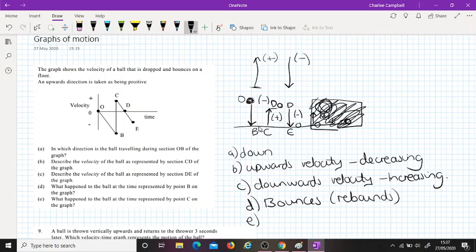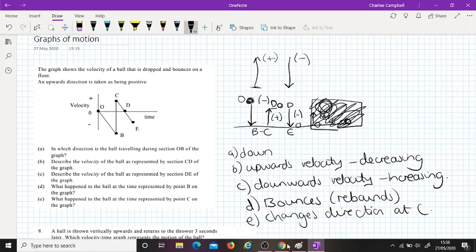And what happened to the ball at the time represented by point C? Point C is where it now has a positive direction because it's going up. So in the bounce, it needs to go instantly from having a negative velocity to a positive, so we're going to have to go straight up to the point of C. So this is still the rebound here, this is still point C, but at point C is a point at which it starts to go up again until it reaches 0 meters per second there. So it changes direction at C.